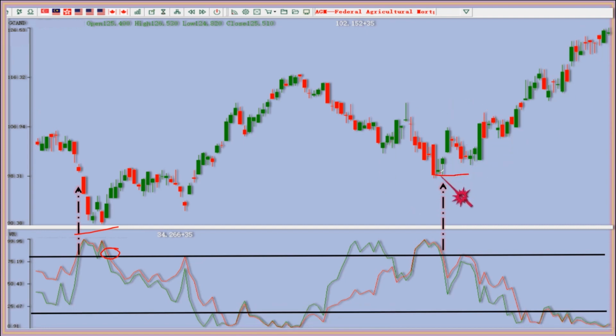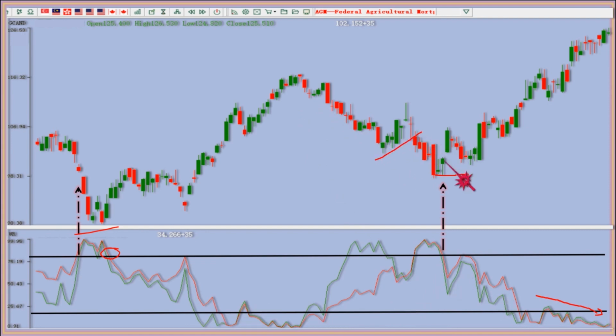AGM has also risen from here to now. Of course, AGM has now entered the overbought area, indicating that market risks are higher than opportunities. I will not recommend my friends who do not own stocks to enter the market at this time. It's possible to buy high.